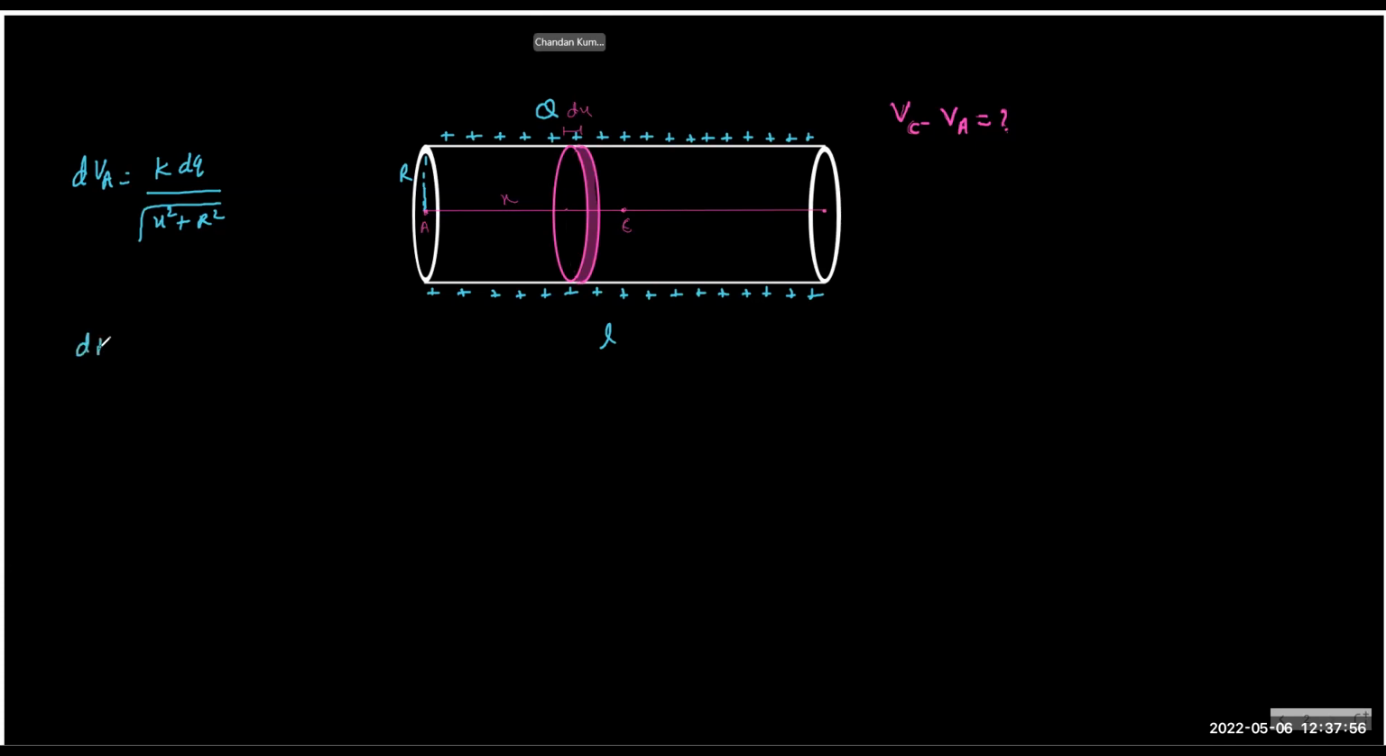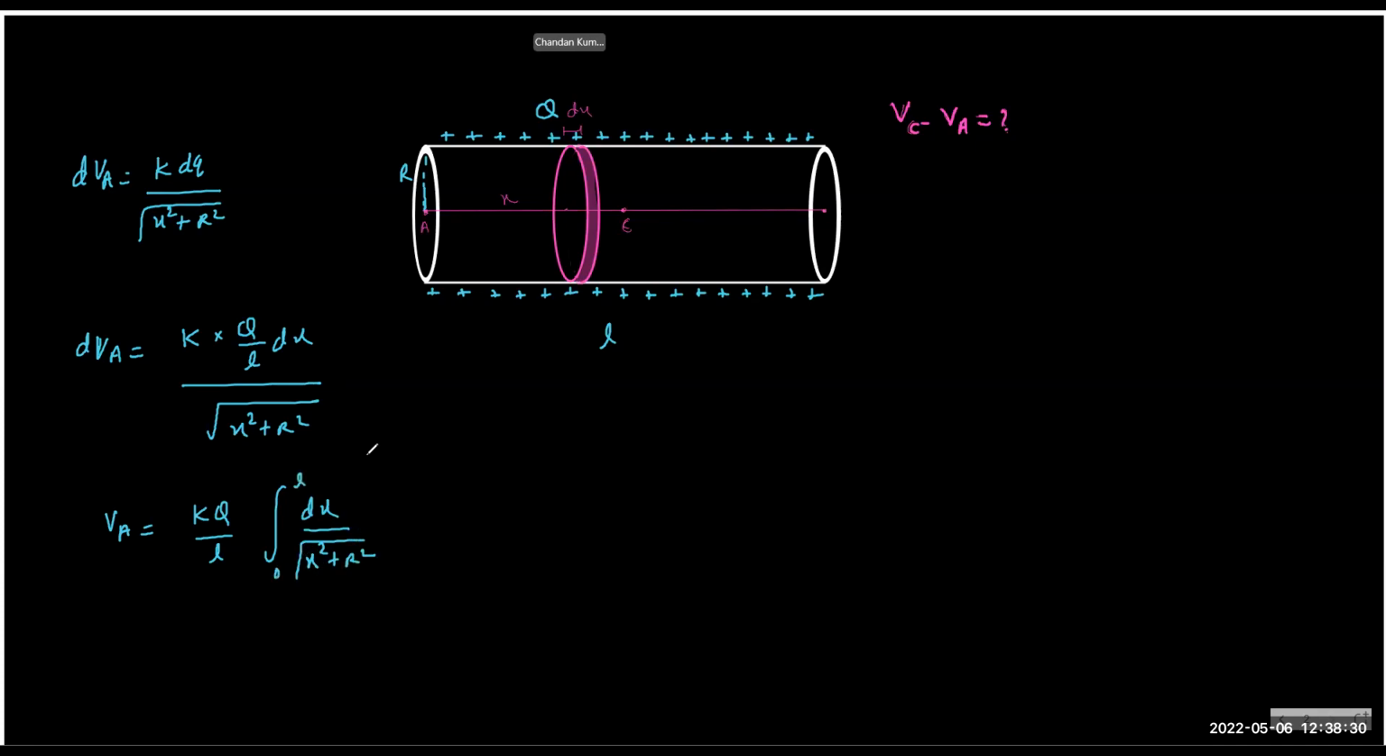So dVA equals to k and dq we can write as how much? So q by L dx. That's simple. So this is easy to integrate. So it's kq by L and simply dx by under root of x square plus r square, and the x will go from 0 to L because you have to go for every ring beginning from the A till the right end, right?